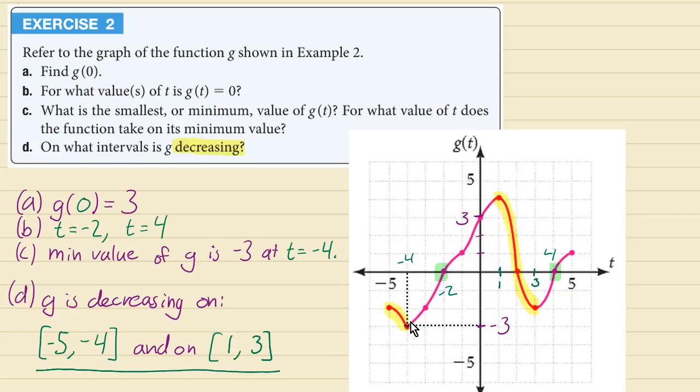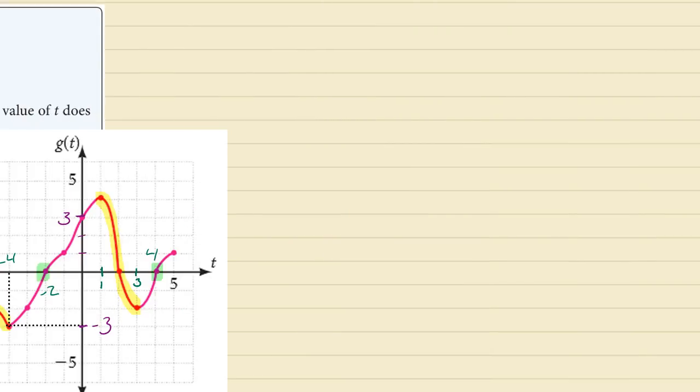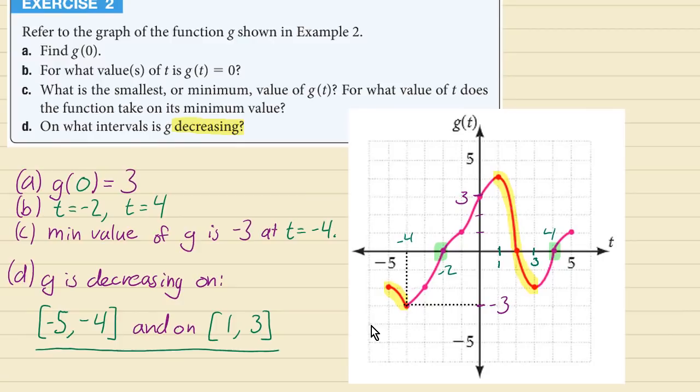And also g is decreasing at these places where I highlighted. So the intervals there are between negative 5 and negative 4. That interval is right here. And then it's decreasing again when t is between 1 and 3. So that's that interval right there. And so yeah, it's tricky stuff.